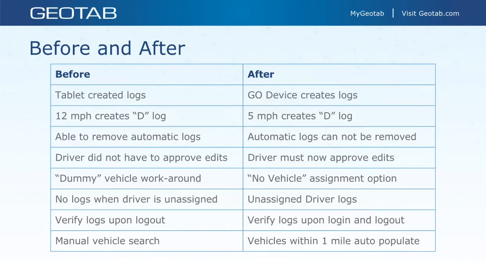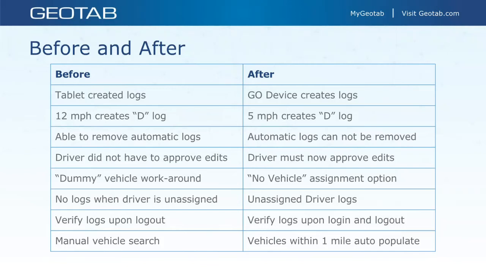So quick recap here, just before and after. Previously, before Cloud ELD, the tablet was tasked with creating the duty status logs. Now it's a combination of the Go device and the ECM that are mainly tasked with creating those logs. Previously, a drive log was created when the vehicle hit 12 miles an hour. That's not the case anymore. Now it is 5 miles an hour. Before, able to remove automatically generated logs. Now, automatic logs cannot be removed.